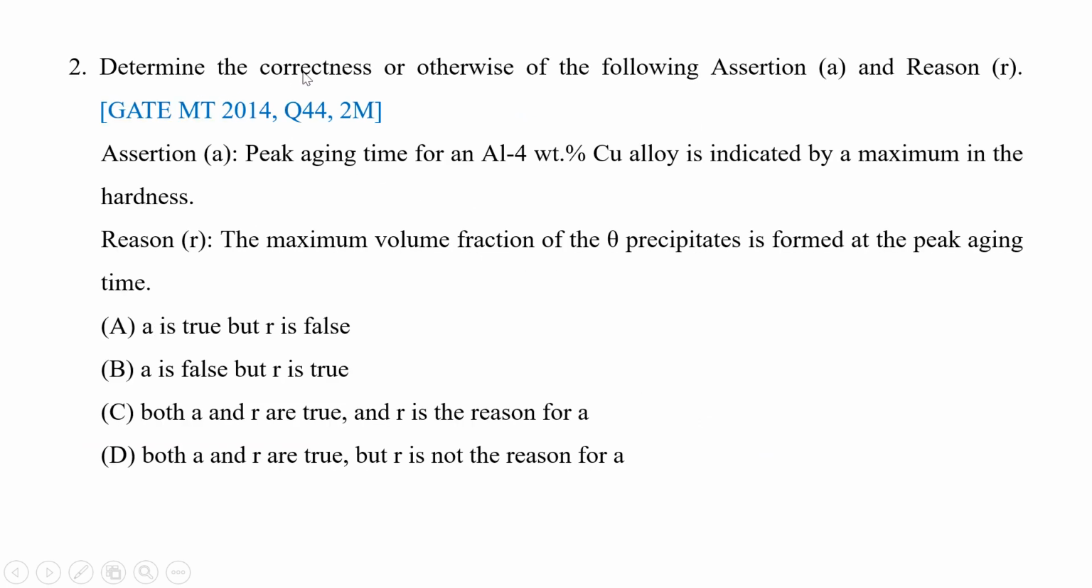So next is determine the correctness or otherwise of the following assertion and reasoning. We have already discussed precipitation hardening of aluminum copper alloy, right? The peak aging time for aluminum copper alloy is indicated by a maximum in hardness. Reason: maximum volume fraction of theta precipitate is formed at the peak aging time.